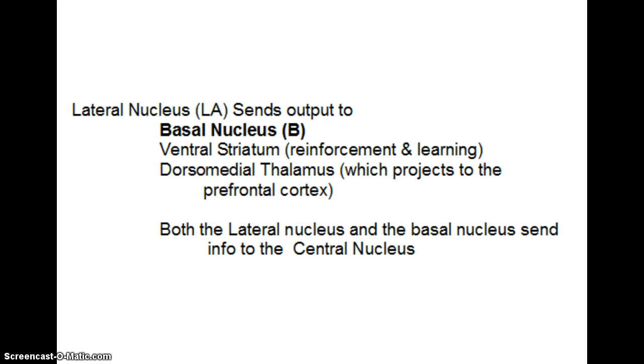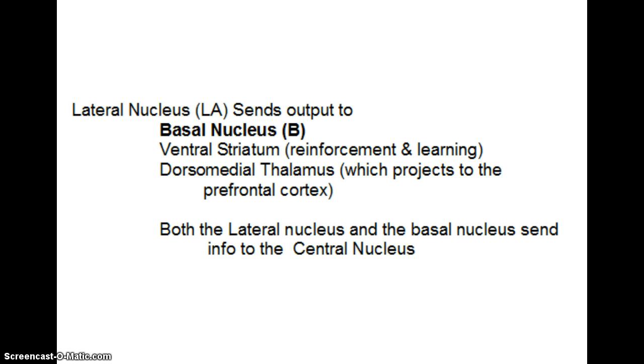The lateral nucleus sends its major outputs to the basal nucleus of the amygdala, as well as the ventral striatum. This is going to be important in the reinforcing components that we see in learning, as well as the dorsal medial thalamus, which is going to then project to the prefrontal cortex. So what we're going to see is that there's a lot of circular connections. There's going to be information coming from the prefrontal cortex into the lateral nucleus of the amygdala, and then going back to the prefrontal cortex to help with that decision making.